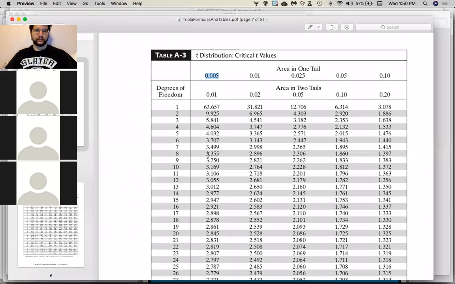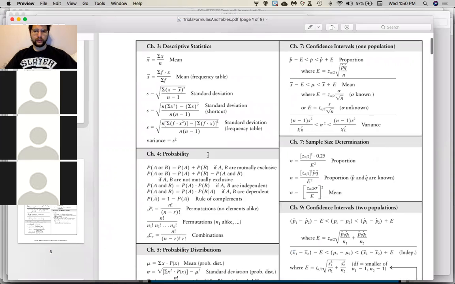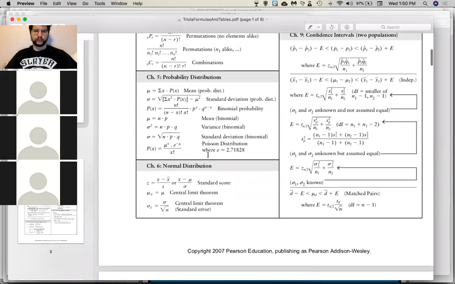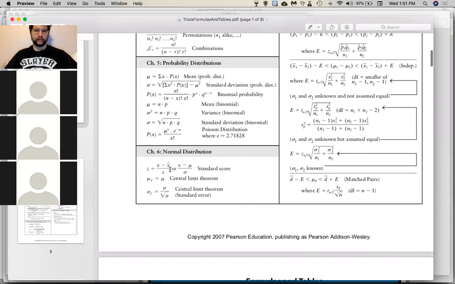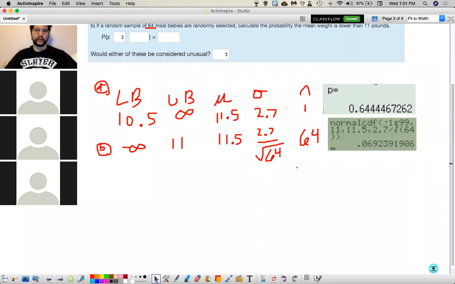So if you look on your tables, your formula sheet, normal distribution is right here. You convert it to a z-score, then you look it up on the chart. So I'll just do one of these by hand. I'll do B since it's slightly more complicated. So this is the same previous problem with the baby weights, but by hand.